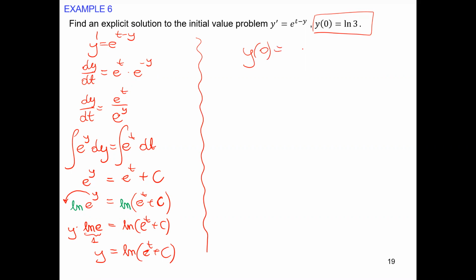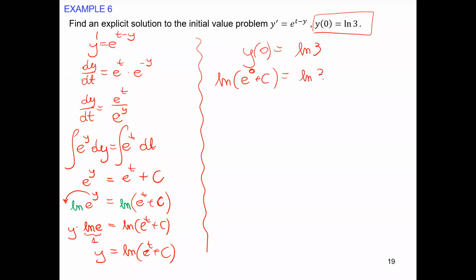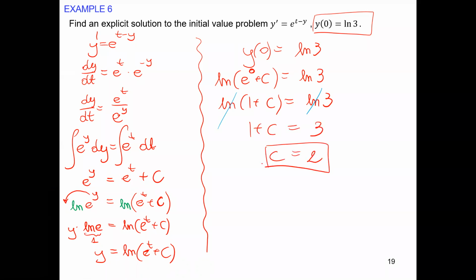y at 0 equals the natural log of 3. Natural log of e to the power of 0 plus the constant equals ln of 3. Natural log of 1 plus the constant. Since the natural logarithmic function is a continuous, increasing function, we can drop it and say 1 plus constant equals 3. The constant is basically 2.